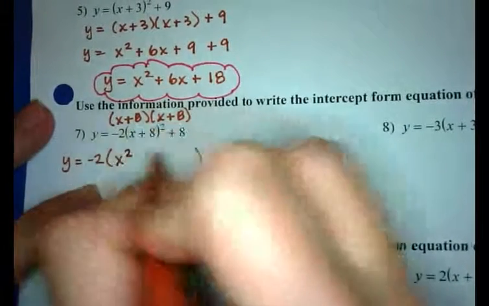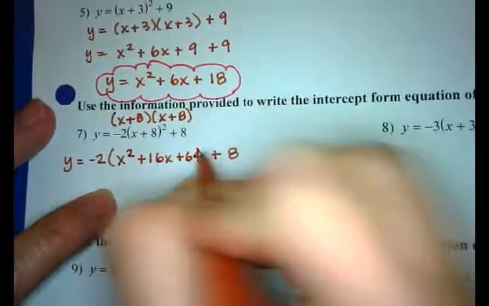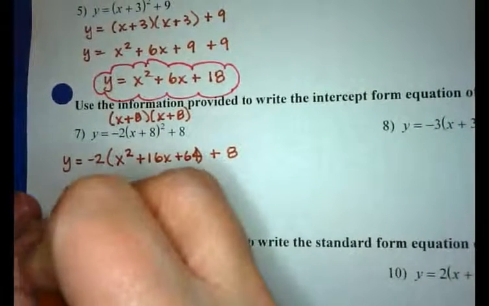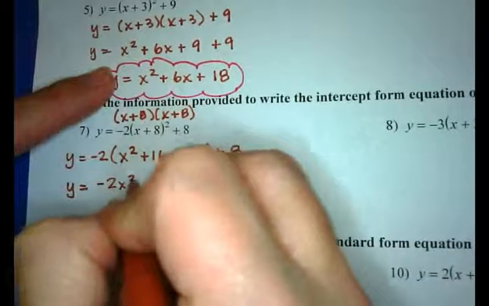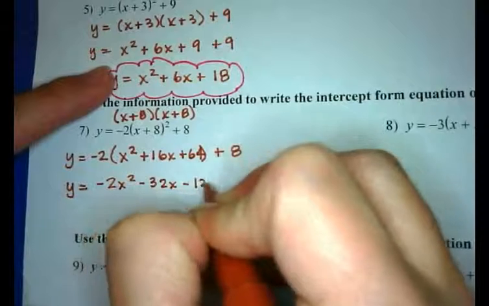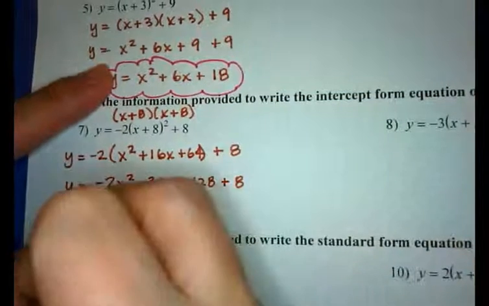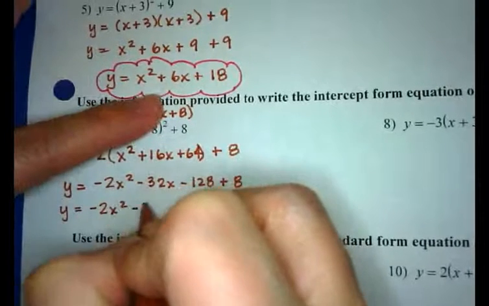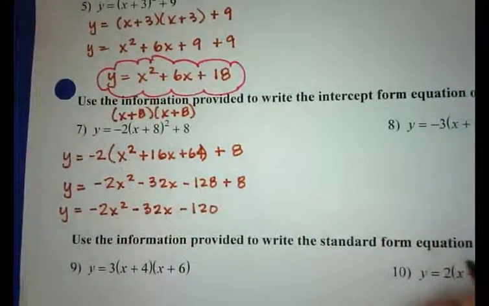So that will give me x squared plus 16x plus 64. Now I'm going to distribute the -2. So we'll have -2x squared minus 32x minus 128 plus 8. So that means now we have -2x squared minus 32x minus 120.